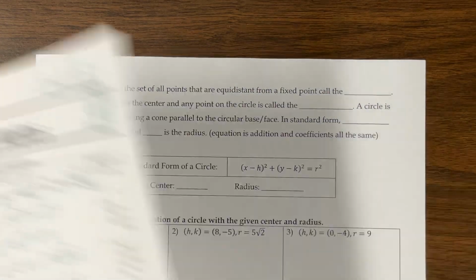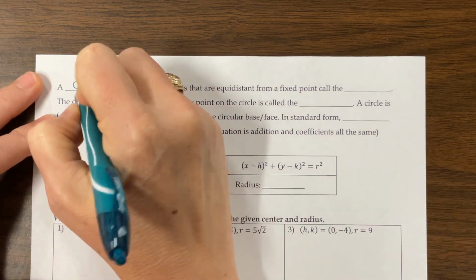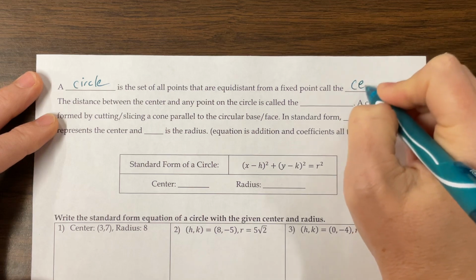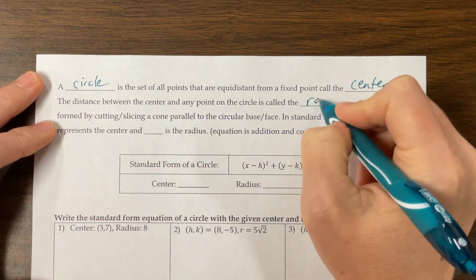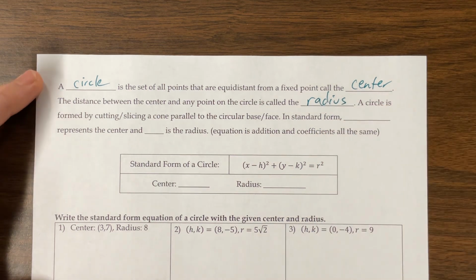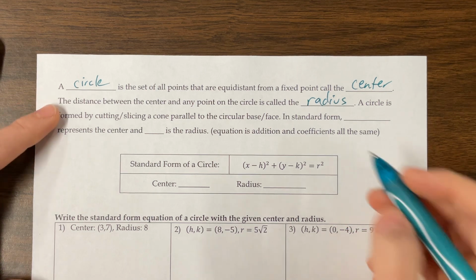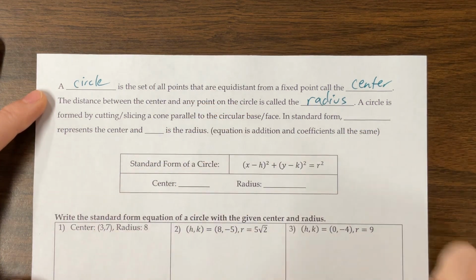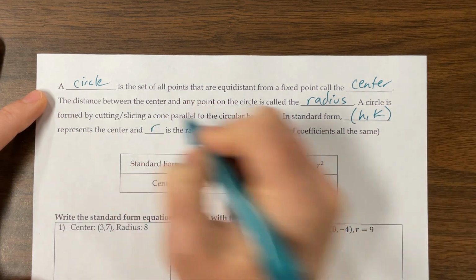So this part right here then lets us talk in terms of distance. Okay, so a circle is the set of all points that is equidistant from a fixed point called the center. The distance between the center and any point on the circle is called the radius. A circle is formed by slicing a cone parallel to the base. In standard form, here's standard form, (x - h)² + (y - k)² = r². In standard form, (h, k) represents the center and r is the radius.